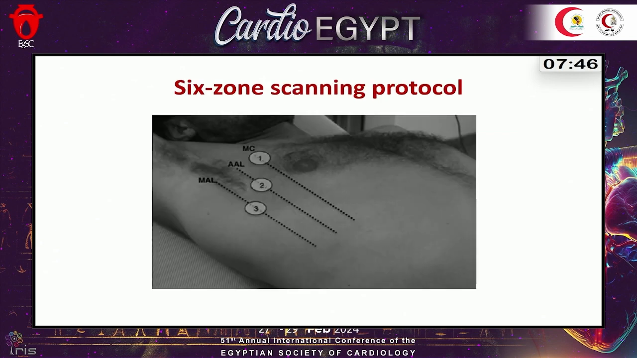The 6-zone scanning protocol scans 3 spaces on either side. So the first is in the second space in the mid-clavicular line, the second is the 4th space in the anterior axillary line, and the third is in the mid-axillary line in the 5th intercostal space.